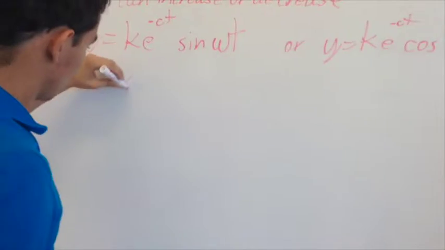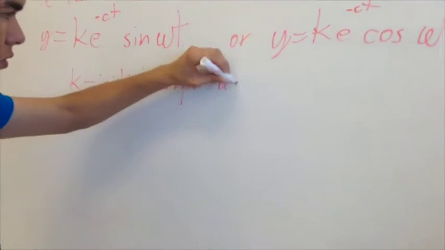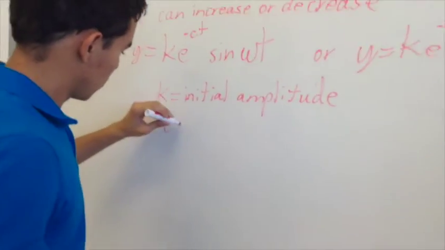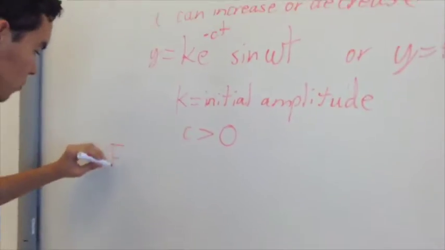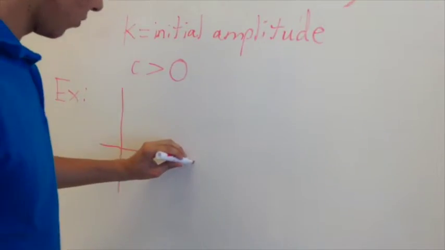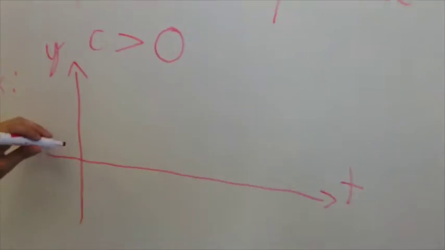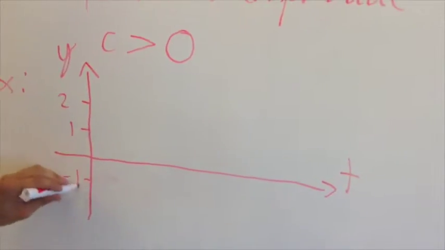Its equations are y equals k e to the power of minus c t sine omega t, or y equals k e to the power of minus c t cosine omega t, where c is a damping constant greater than 0, k is the initial amplitude, and 2 pi over omega is the period.